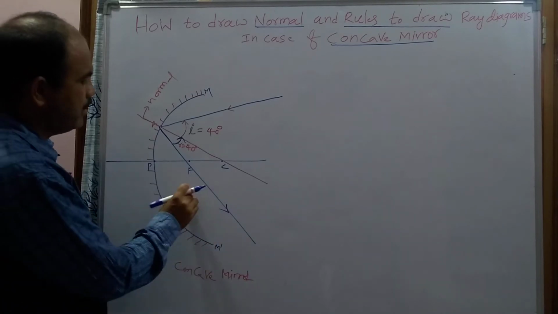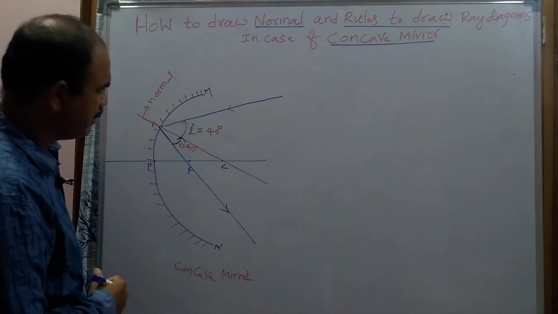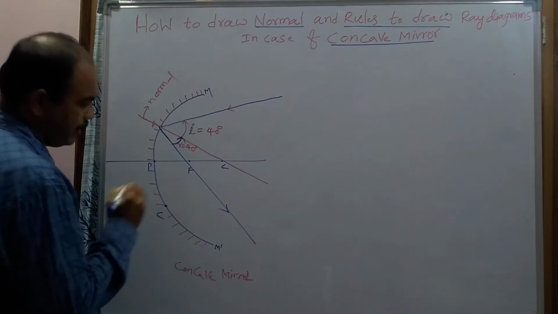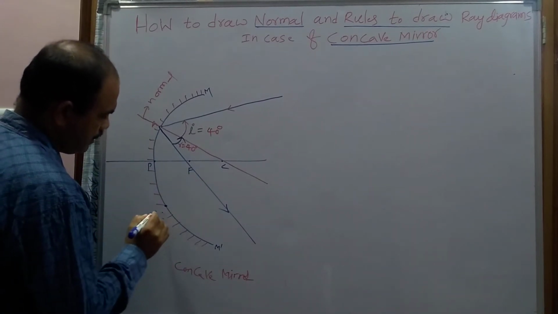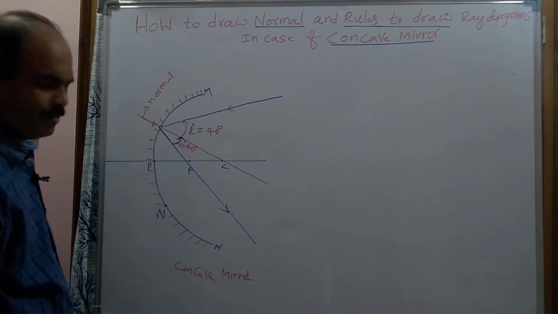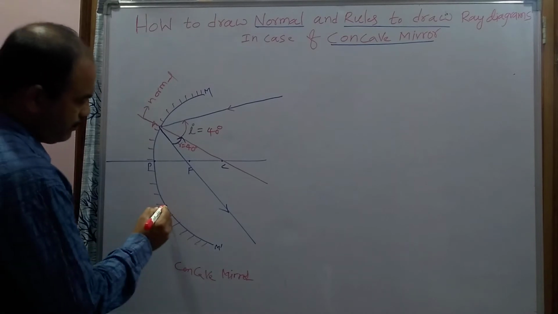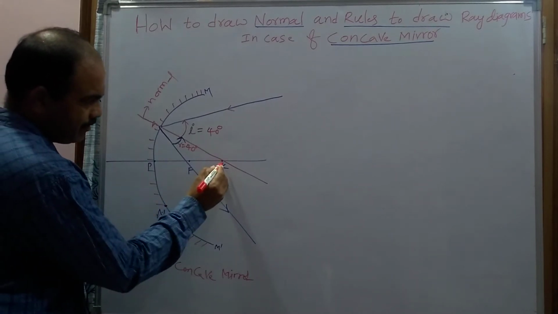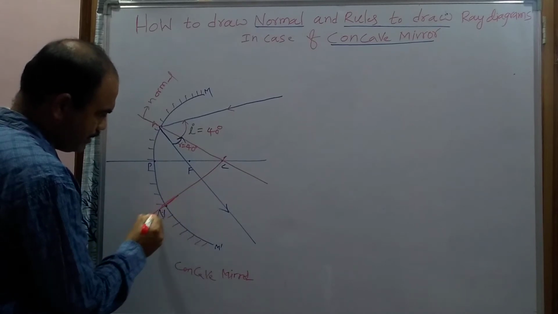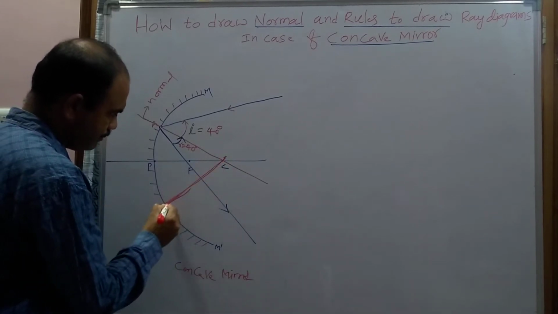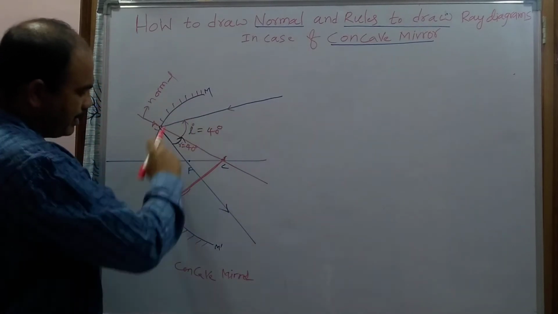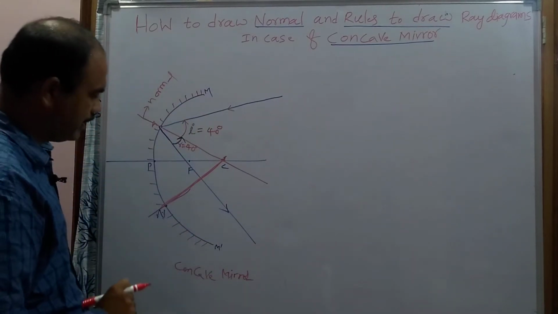So this is the normal to draw for the concave mirror. For example, this is a point N. Sorry, not C, already C is there. So at this point, how do I draw the normal? Simple, by joining this point and the center of curvature with the help of a scale. Now this will be called the normal at point N in case of the concave mirror.